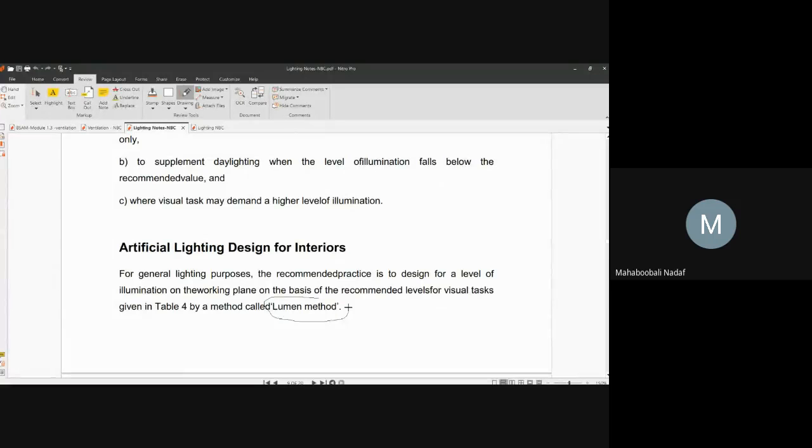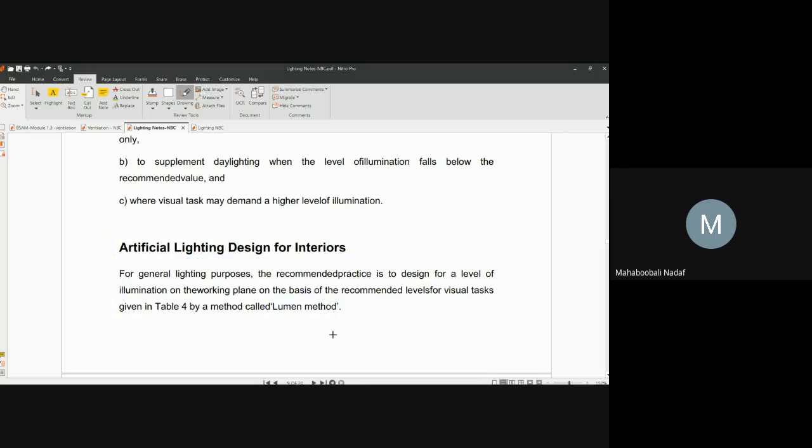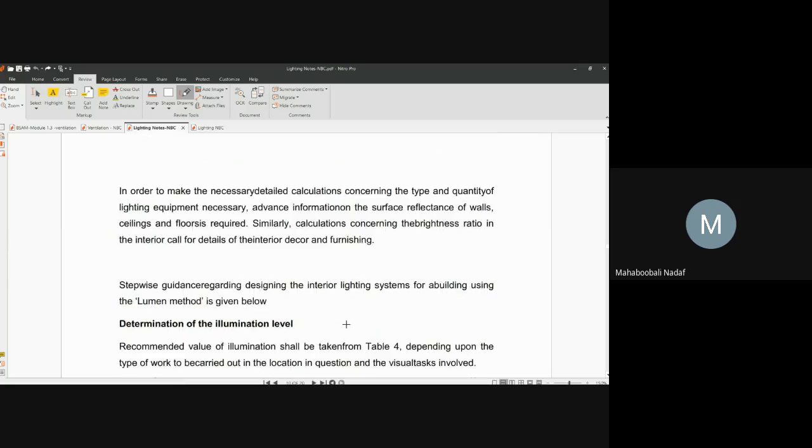So one method is mentioned in the NBC 2005, that is called the lumen method, and that is used for artificial lighting for design of interior. Now let us see what is there in the lumen method. Lumen is nothing but luminous intensity. That word is related here. What is luminous? How much light you require, how much brightness you require. Okay?